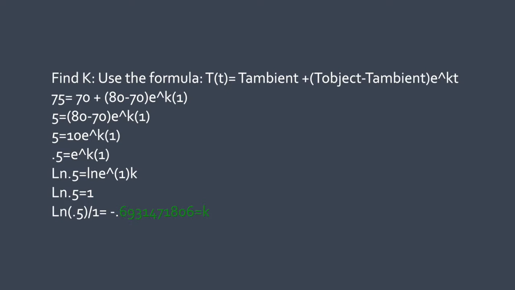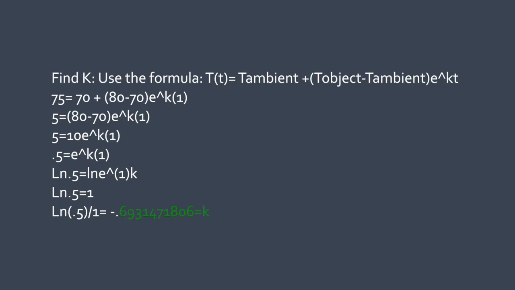So the first thing you do would be to subtract 70 from 75, and that would give you 5 equals 80 minus 70 times E raised to the K times 1. And then you subtract 80 minus 70, and that will give you 5 equals 10 times E raised to the K times 1. And then you divide 5 by 10, and that would give you 0.5 equals E raised to the K times 1.